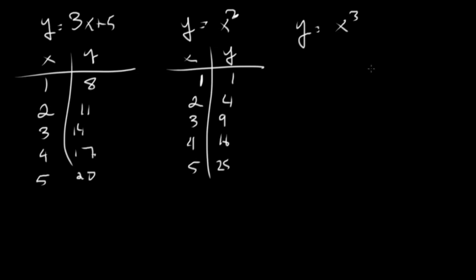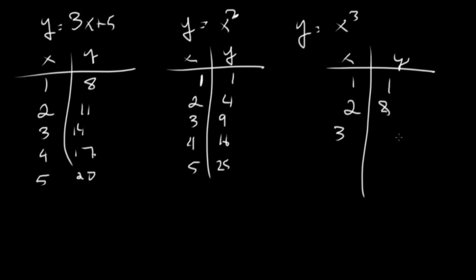Cool. All right. Over here, cube. When you plug in 1, you get 1. When you plug in 2, you get 8. When you plug in 3, you get 27. When you plug in 4, you get 64. When you plug in 5, you get 125. And for clarity's sake, I'm going to plug in a 6. You get 216. All right, cool. So let's look at these things.